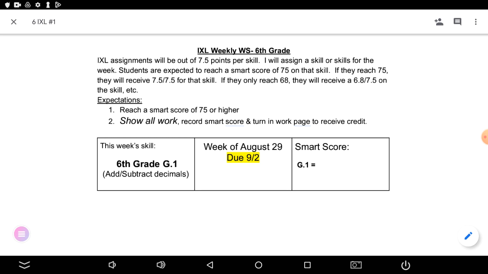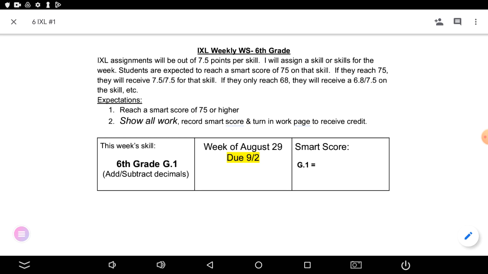What should be on the bottom of this paper when you turn it in? Work. You must get to a SMART score of 75 or higher. Show all work. When you are finished, record the score that you got to. If you want to go higher than 75, you can, but you do not have to. There's no extra credit for going higher. But again, if you just start working and keep going, that's fine. If you don't get to 75, let's say you only get to 68 by Friday, your score will just be a 6.8 out of 7.5.